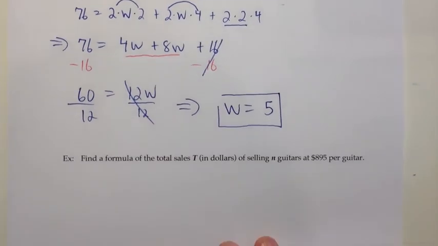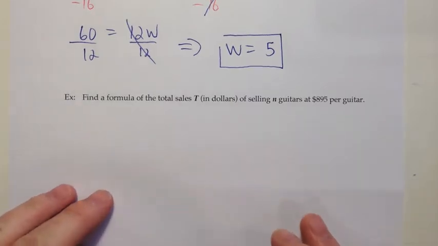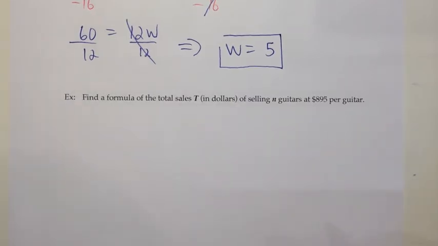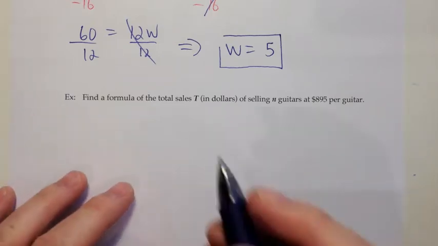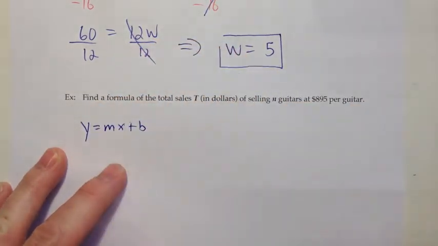Alright, let's go ahead and look at another example. This one's still going to be a formula, but this one's different because it's not a geometric type of formula. They want us to find a formula for the total sales in dollars of selling N guitars at $895 per guitar. So generally at this point in the class, if we're going to build an equation or a formula on our own, since we really only have been working with linear equations, we should probably expect it to be that type. So I'm kind of thinking I'm going to write something of the form y equals mx plus b, but my variables are not x and y.